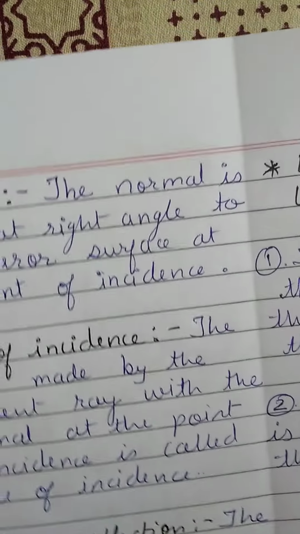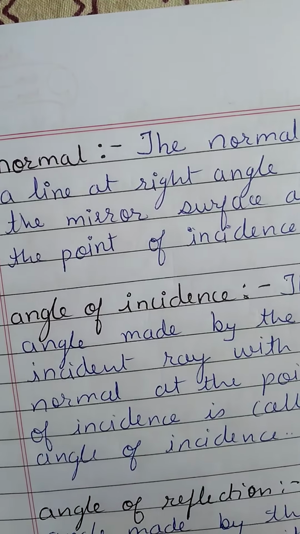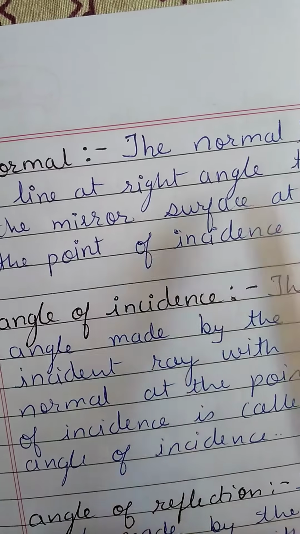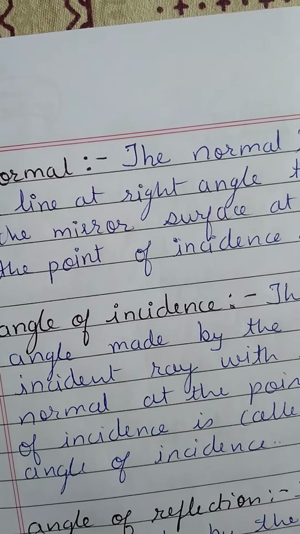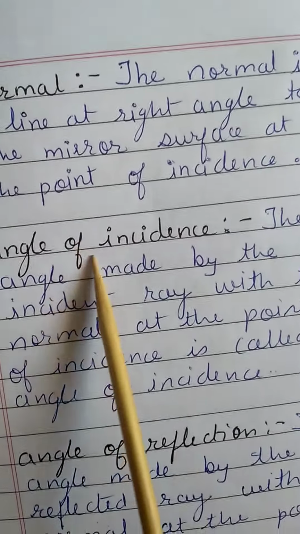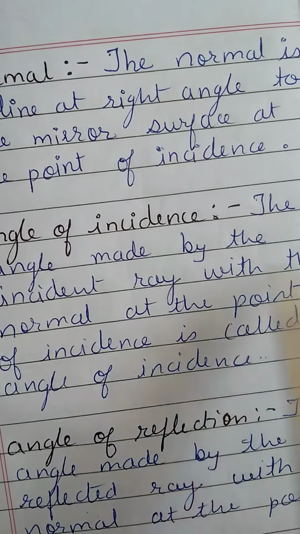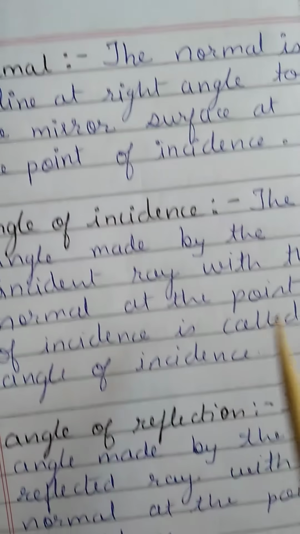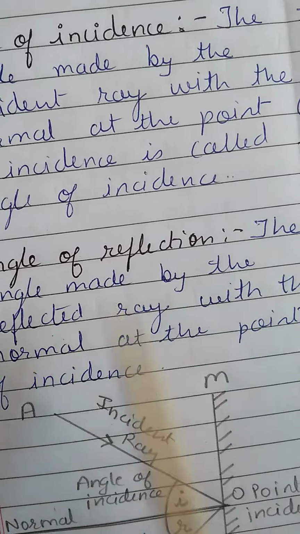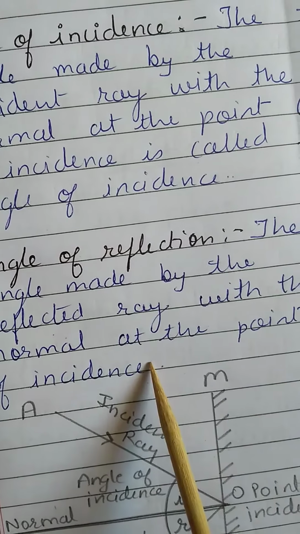The next terminology which we have to understand is the normal. The normal is a line at a right angle to the mirror surface at the point of incidence. Now angle of incidence: the angle made by the incident ray with the normal at the point of incidence is called the angle of incidence. And angle of reflection: the angle made by the reflected ray with the normal at the point of incidence.